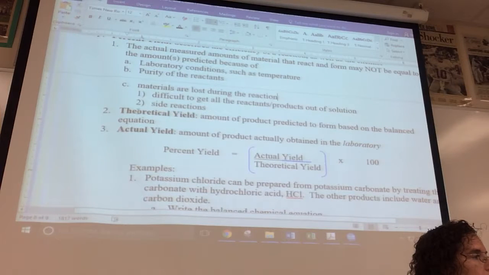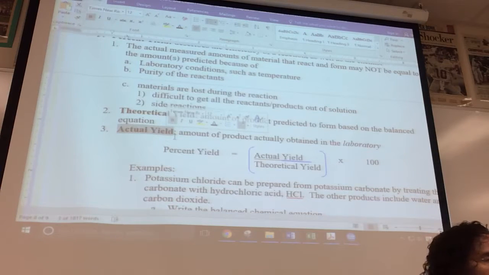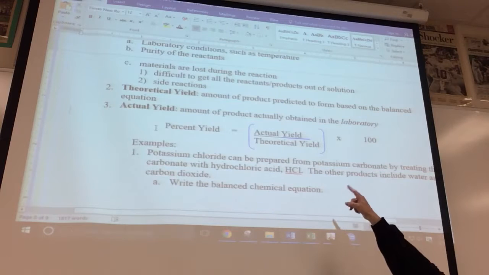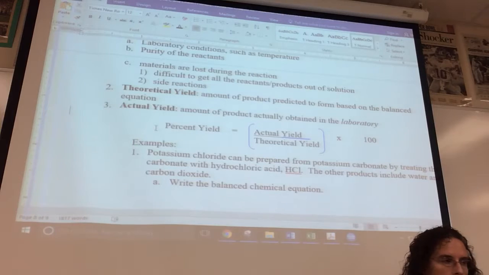So again, your theoretical yield is the amount of product. Be careful here, if you're yielding it, you're going after a product. This is the amount of product that's predicted to form based on your given and the balanced equation. Your actual yield is what you actually generated in the laboratory, and you'll get actual yields today because you'll mass out your product at the end. You're making table salt, sodium chloride. You calculate percent yield as shown here. Just remember you have actual over theoretical times 100.